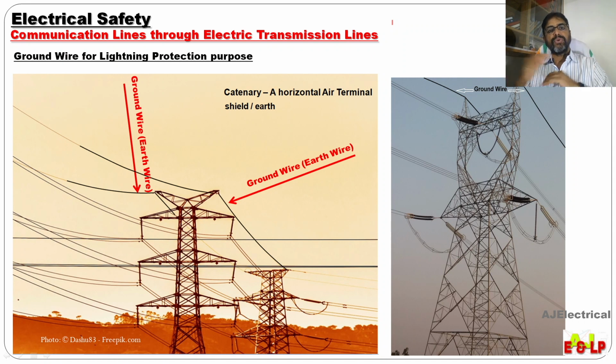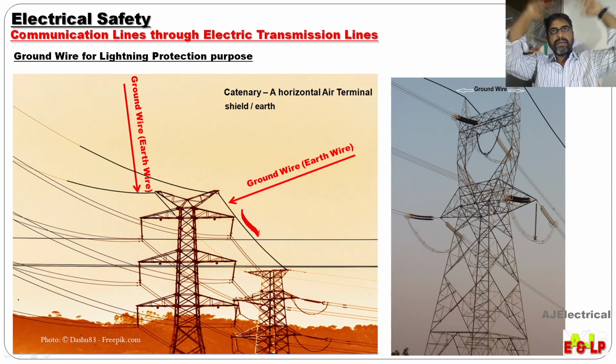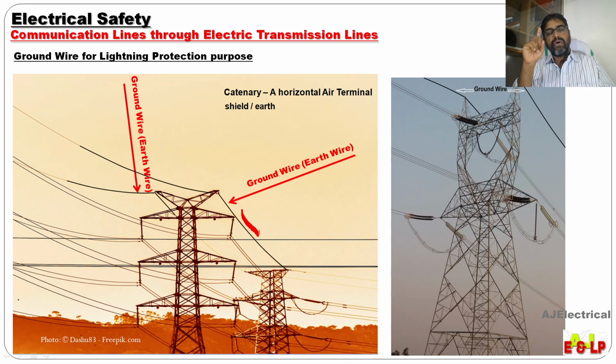Now we are entering to the actual topic of this video. We are discussing about the communication lines through the transmission towers. You can see one ground wire at the top of the tower. There will be either one conductor or two conductors there. The purpose of such a ground wire or earth wire is for lightning protection.